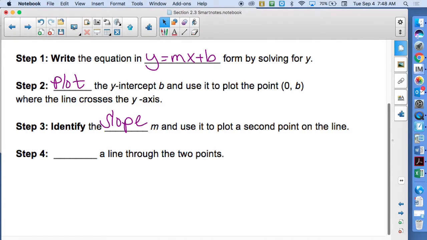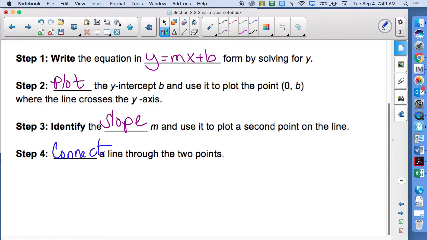And use it to plot a second point on the line, a third point on the line. We usually plot a couple and not just two. Slope represents the movement of the graph. Is it moving up? Is it moving down? So the movement of the graph would be the slope. And then the last one would be to connect a line through the points, multiple points, depending on how much space we have. So you begin with b, you move with the slope.